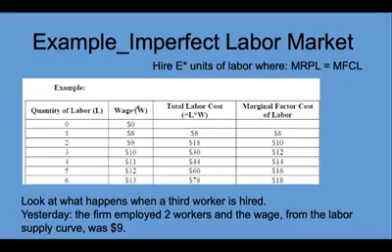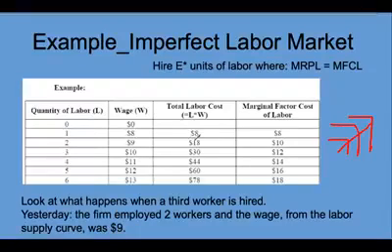Here we can see this is the quantity of labor and this is the wage. You can see that the more they hire, they have to raise the wage because of this labor supply curve. Then the total labor cost is just the wage multiplied by how many they hire, and look at this marginal factor cost. So if they hire the third one, they have to give the additional one.